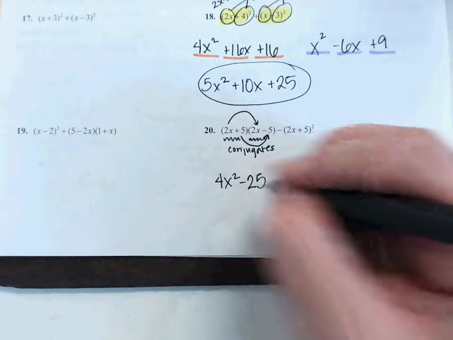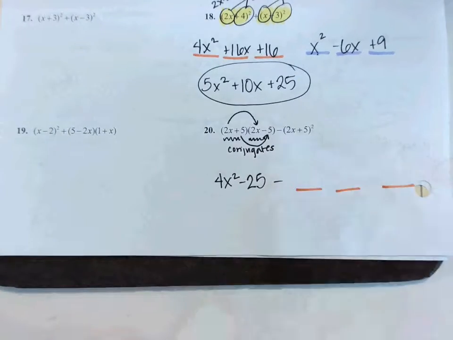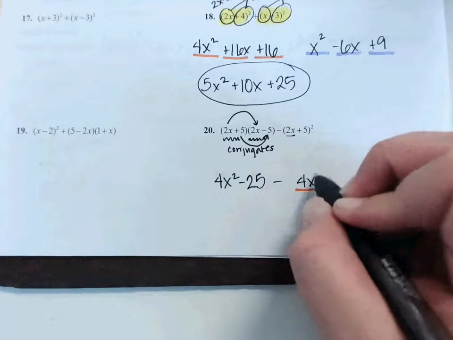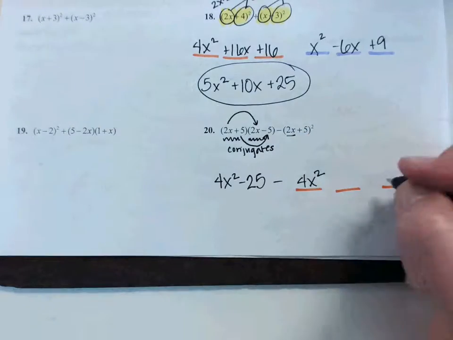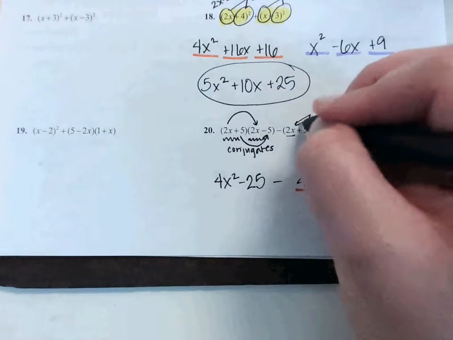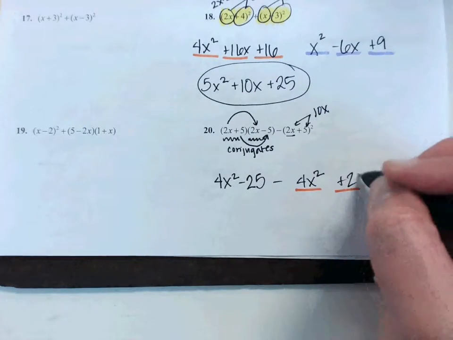Negative 25. Negative 25. Okay, minus. Then I'm going to do blank, blank, blank. I'm going to use my expansion here. So 2x squared. Okay, what's 2x times 2x? 4x squared. Then I'm going to skip to my last term. It was a 5. 5 squared is 25. And then in the middle, I put them together and double. 2x times 5 is 10x, doubled is 20x.